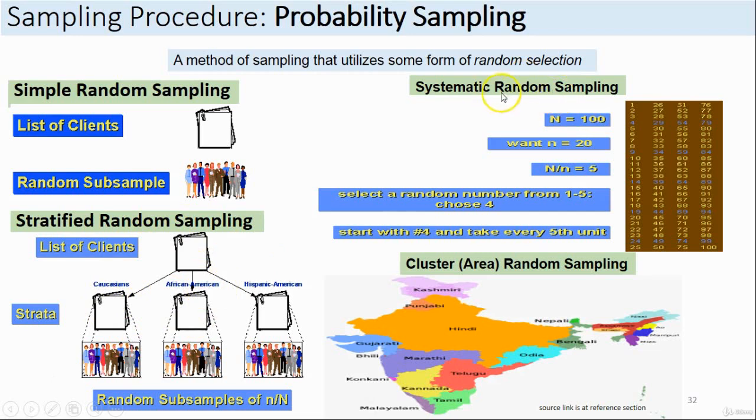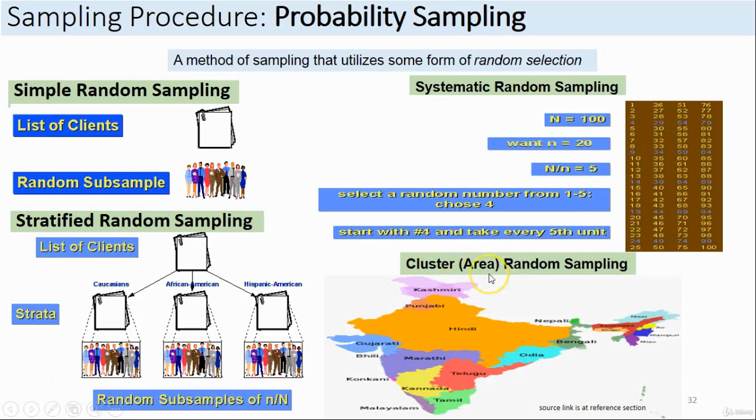There is a third technique called systematic random sampling. You have 100 data points and you want to select 20, then you know that if you select every fifth, you will get 20. So you keep on selecting every fifth. This is a systematic way, and it is also one of the random sampling techniques.